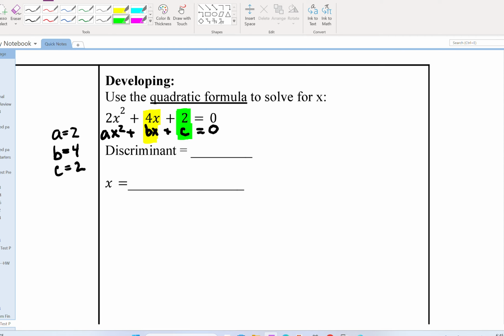So if you're missing an x term, so if all we had, let's say, was 2x squared plus 2 equals 0, there's no x term, and so b in this case would be 0. Or if we had 2x squared plus 4x equals 0, there's no constant term, so in this case c would be 0.